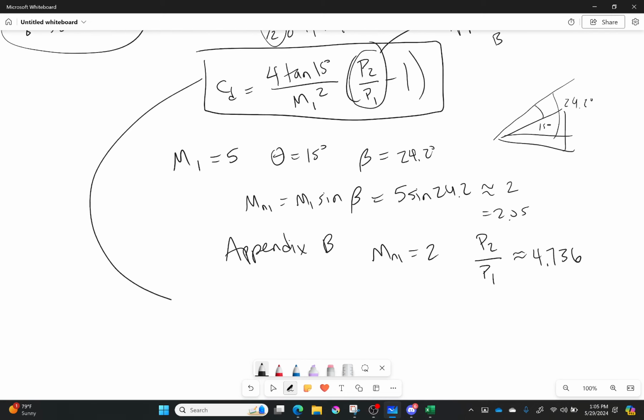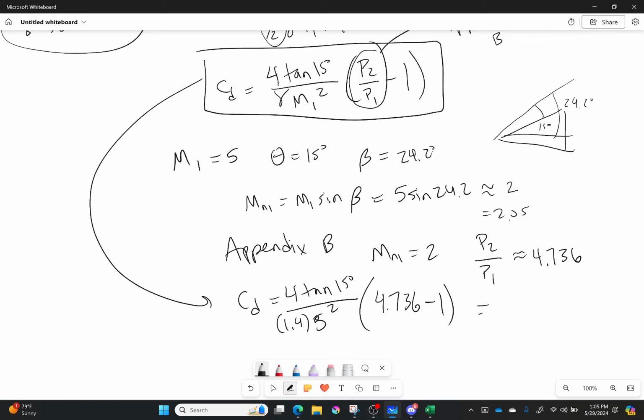And so using this equation, we would get that our coefficient of drag for this diamond wedge airfoil would be equal to 4 tan of 15 degrees over Mach number of 5 squared. Whoop, I left a gamma out here. Sorry, there's a gamma there. Times 1.4. Times my pressure ratio, which is 4.736 minus 1. And that would be equal to 0.114.